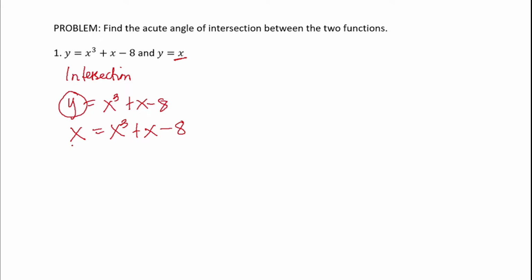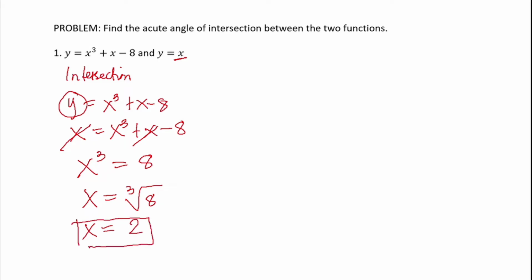By cancellation, we could cancel this part. Therefore, we have x cubed is equal to 8. How do we find x? x is equal to the cube root of 8, and the cube root of 8 is equal to 2. To find the value of y, since y is equal to x, therefore y is equal to 2. So the point of intersection is (2, 2).